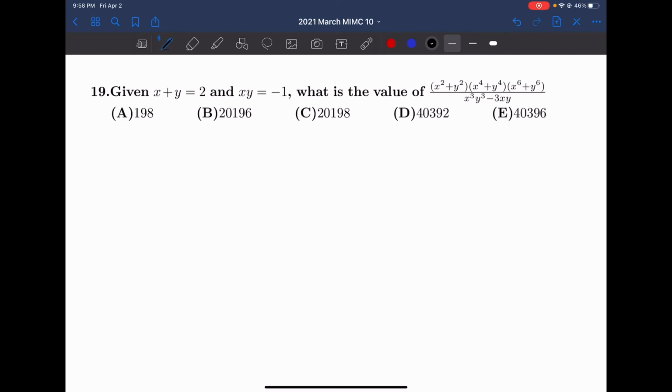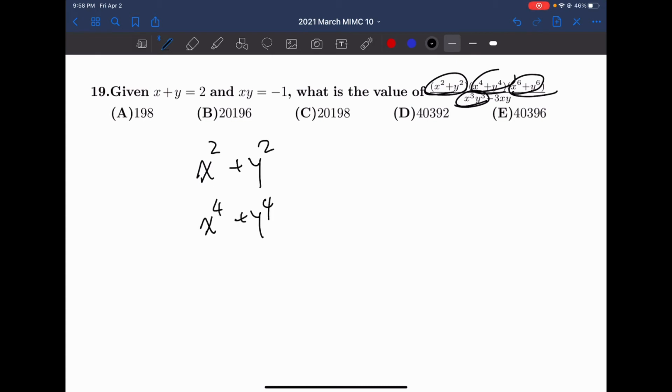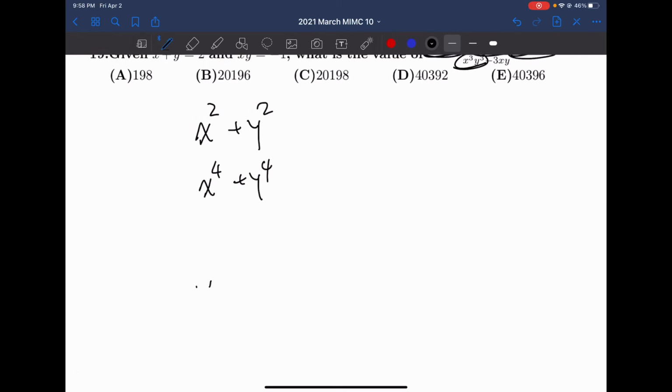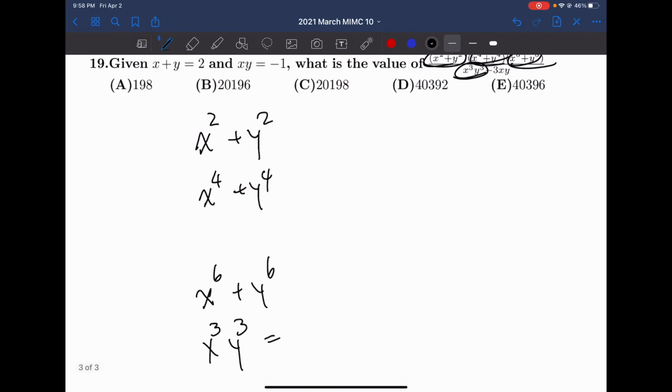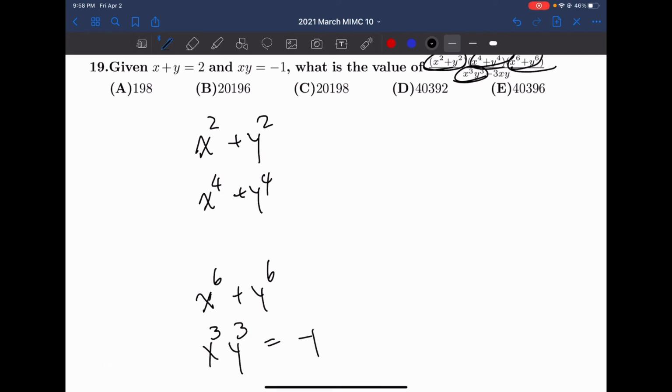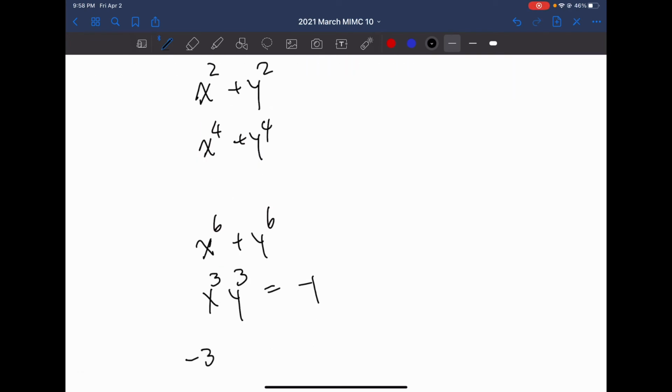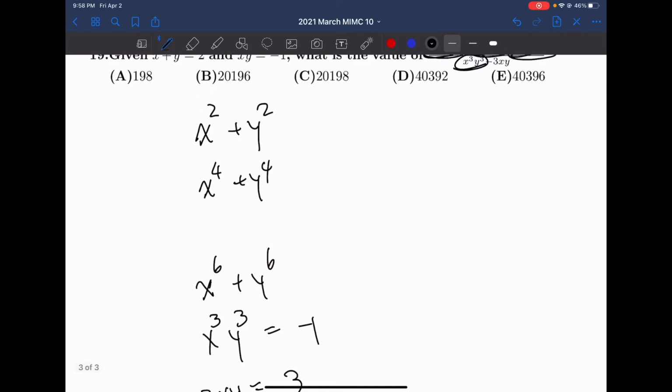Number 19 is actually a pretty bashy problem. And in this problem, we want to calculate these separate values before we calculate the final value. So we want to calculate x squared plus y squared. We want to calculate x fourth plus y fourth. We want to calculate x sixth plus y sixth. We want to calculate x cubed y cubed. That's not plus anymore, so we can just calculate this as -1. And minus 3xy. Minus 3xy would be a positive 3.